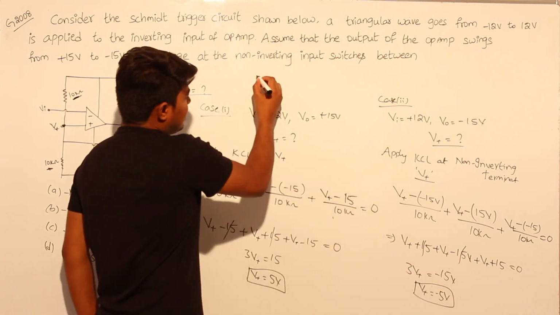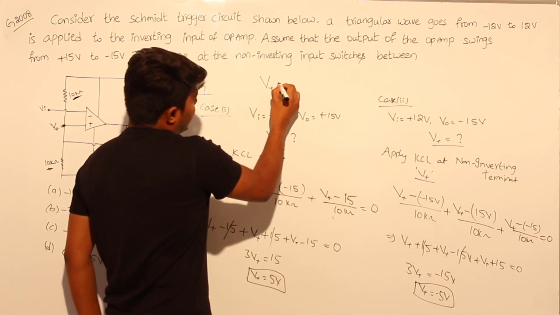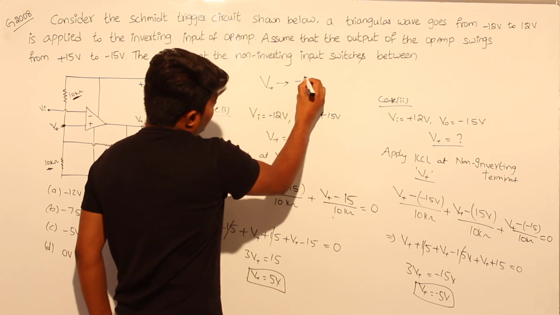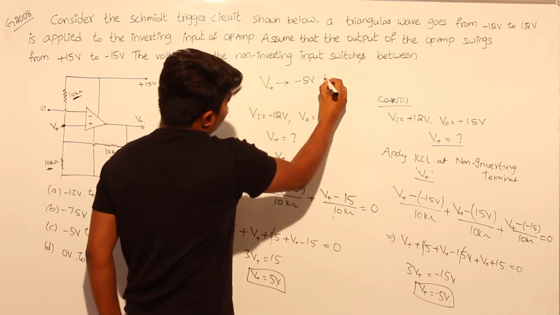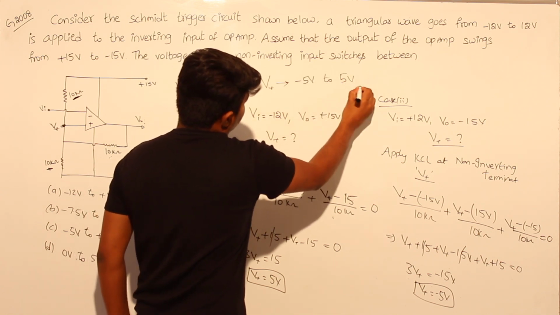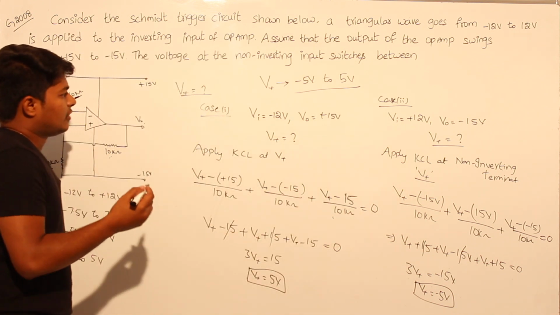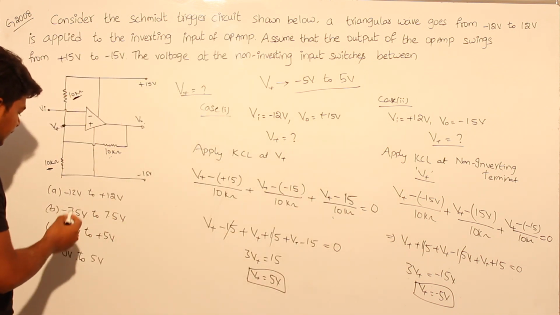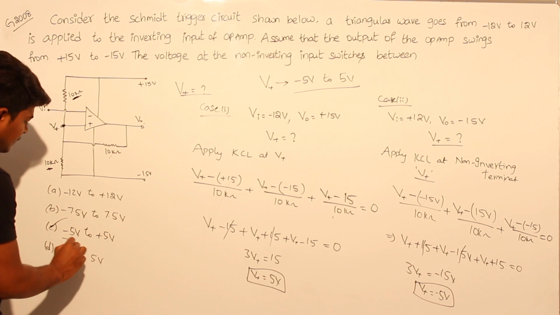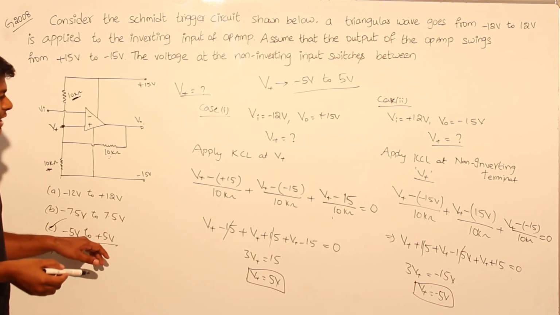So definitely the non-inverting terminal voltage will vary between minus 5 volts to plus 5 volts. This should be the answer. We check in the options. That is option C, minus 5 volts to plus 5 volts. This is the correct answer.